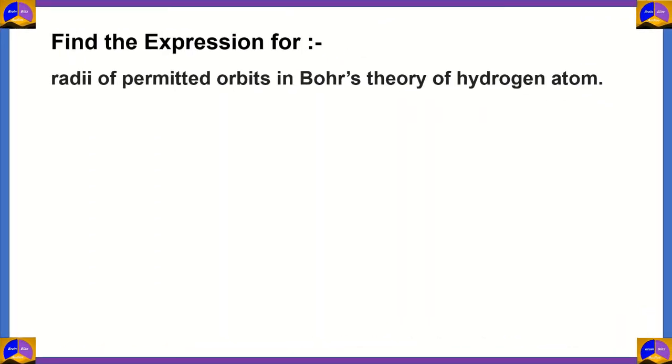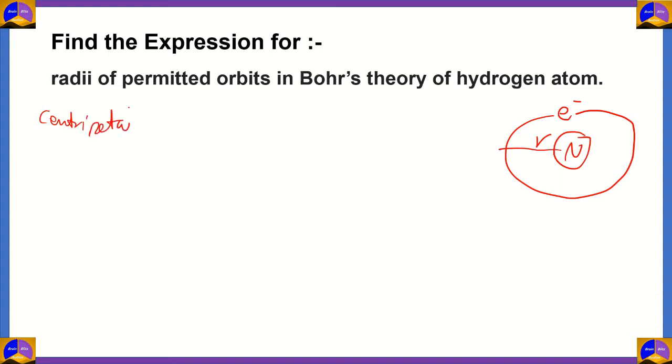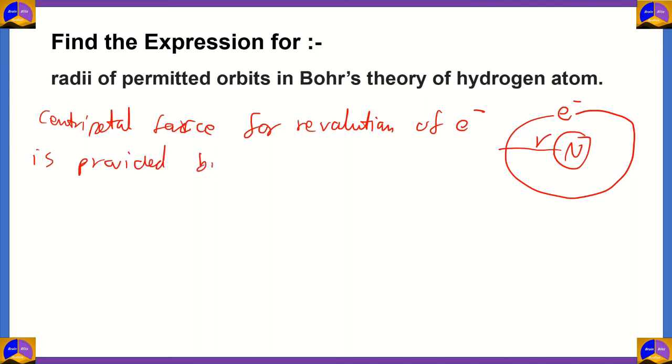Now, the next expression deals with Bohr's theory of hydrogen atom. We're asked to find the radii of permitted orbits in Bohr's theory of hydrogen atom. So we consider an electron revolving around a nucleus with a radius, say r, and you need to find the value of this radius for Bohr's stationary orbits. According to Bohr, the centripetal force for the revolution, that is the circular motion of an electron, is provided by electrostatic force of attraction.